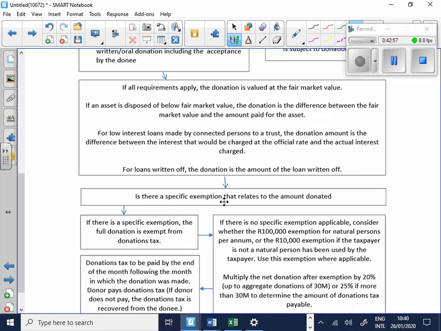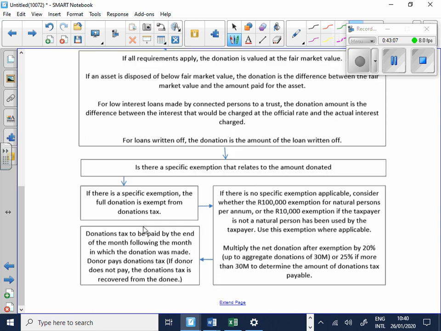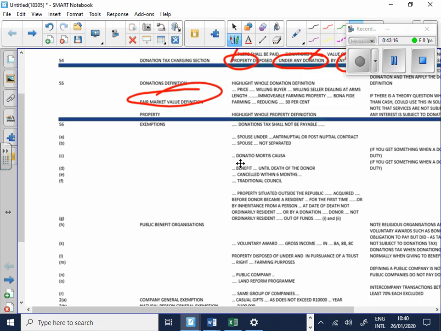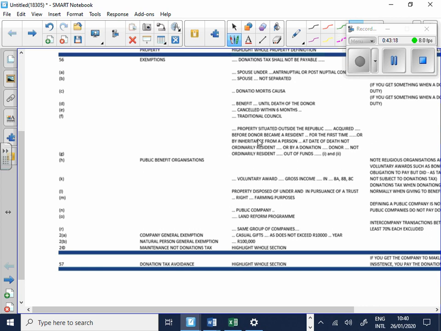Is there a specific exemption? If there's a specific exemption, get it. If there's no specific exemption, then get a general, that 100,000 or the 10,000. Are you guys comfortable with that? And this is just like a little one-page summary of the approach that you need to take. But what I want to do now is I just want to come across here. Can you see for all of the exemptions, guys? There's the exemption section. And what have I got you to underline?